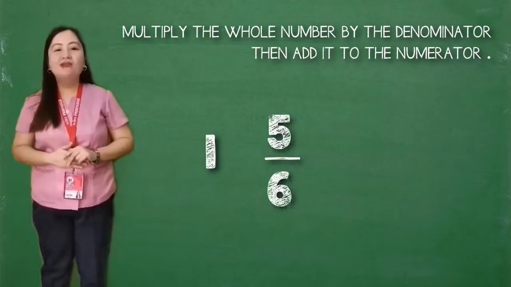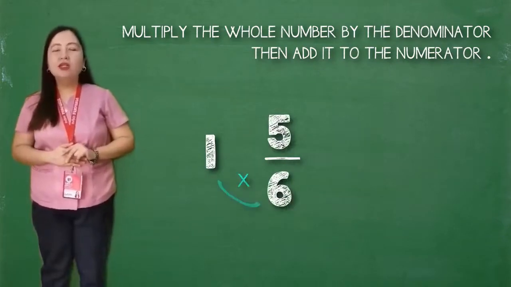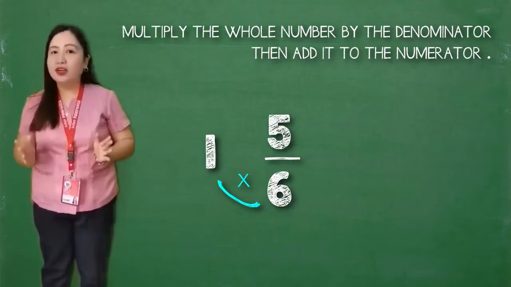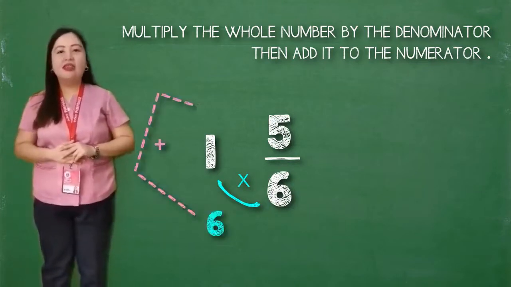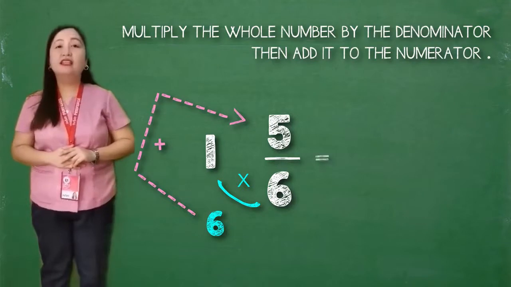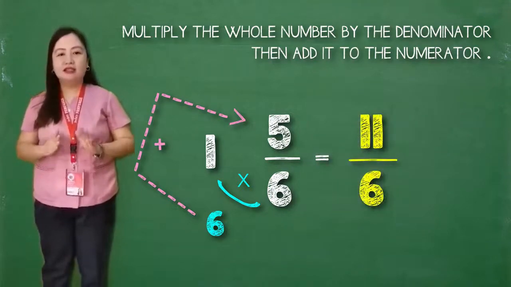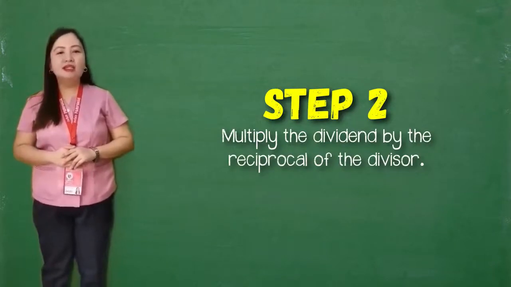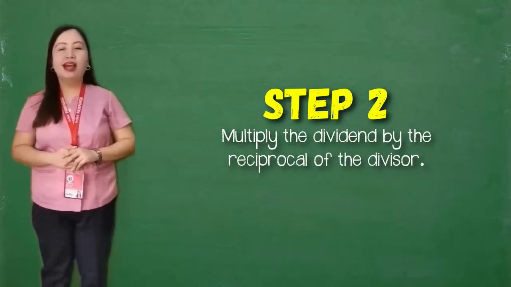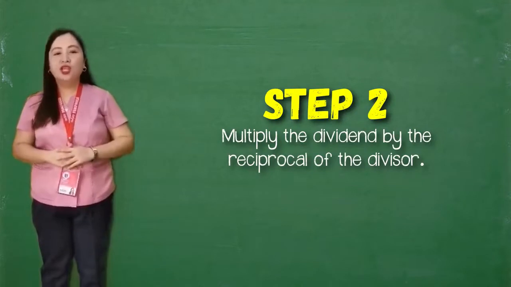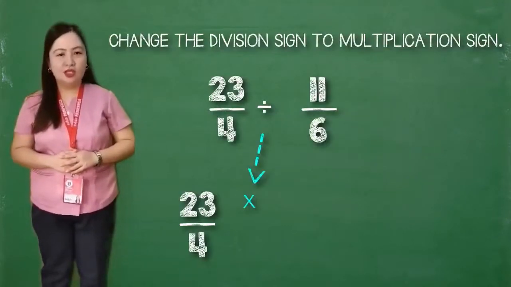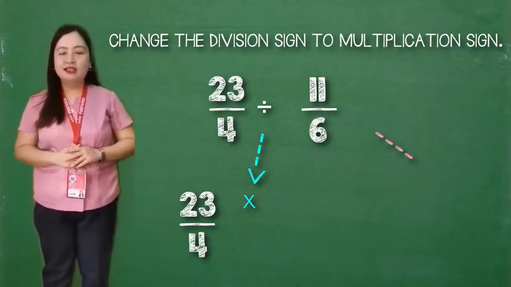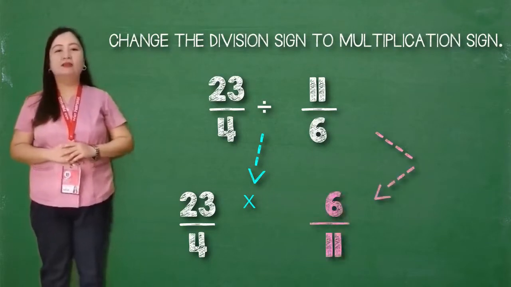Next, let's have 1 and 5/6. Multiply the whole number 1 by the denominator 6. The product is 6. Then add it to the numerator 5. The sum is 11/6. Step 2. Multiply the dividend by the reciprocal of the divisor. Again, first, change the division sign to multiplication sign. Next, the reciprocal of 11/6 is 6/11.